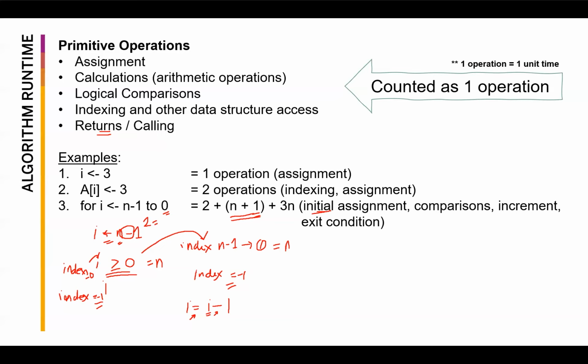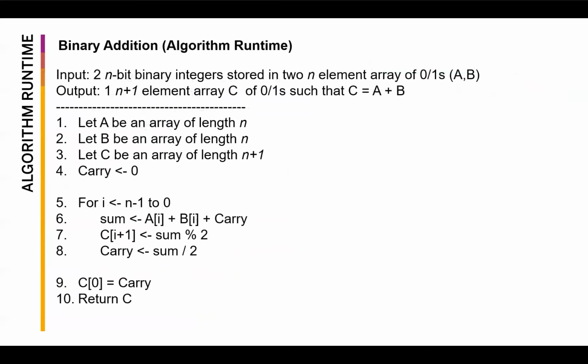Okay, now let's look again at our previous pseudocode, which is the binary addition, and let's try to count the operations here. At first we have an assignment, which is A. We assign an array of length n to A. That means we have one operation here. Same for B, the same for C, and the same for carry. Clear so far?